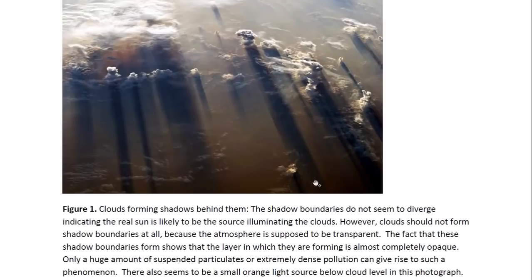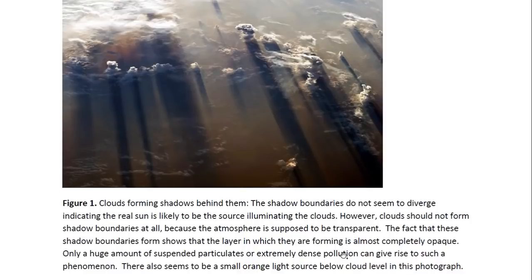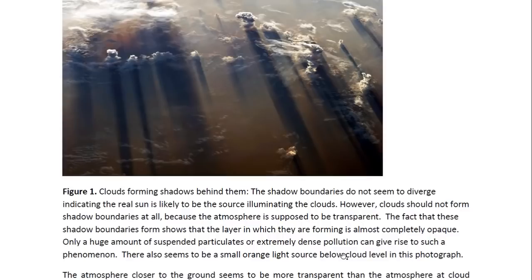So we see these shadow boundaries, they do not seem to diverge and therefore indicate that the real sun is likely to be the source illuminating the clouds. However, clouds should not form shadow boundaries at all because the atmosphere is supposed to be transparent. The fact that these shadow boundaries form shows that the layer in which they are forming is almost completely opaque. Only a huge amount of suspended particulates or extremely dense pollution can give rise to such a phenomenon.